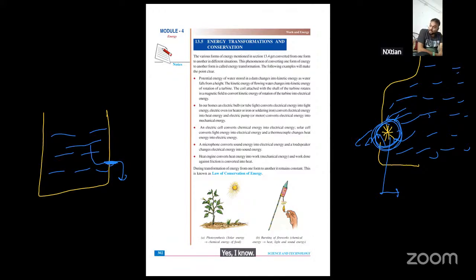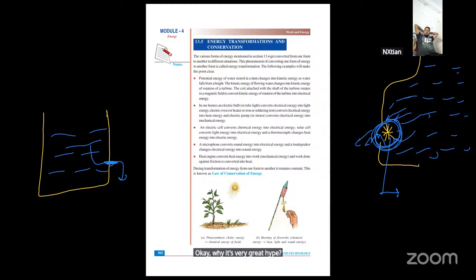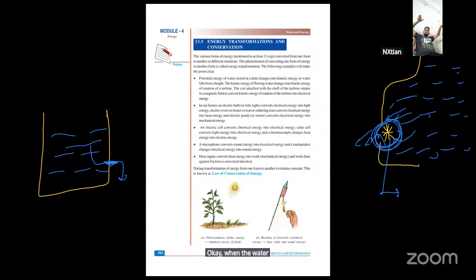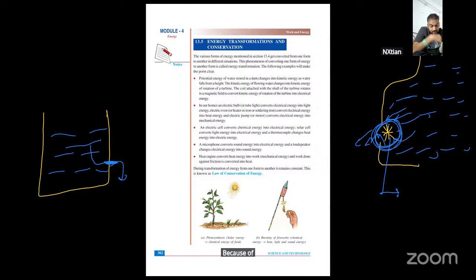Did you understand, guys? Now, for example, in our society, there is a huge water storage tank at a very great height. Why is it at a great height? Because when the water comes out, there is no need of any electrical energy. That huge amount of water is at a great height. When the water is released, it will directly go to the houses of each and every person because of great potential energy. Did you understand, guys?